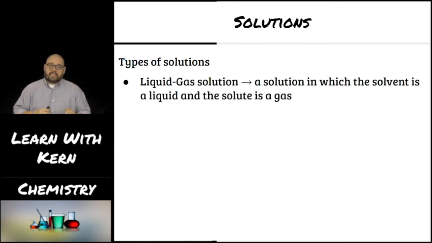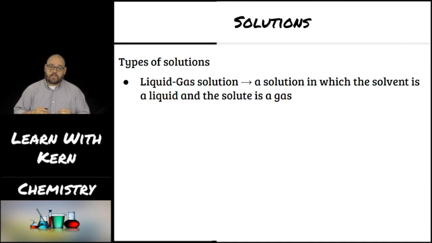A liquid-gas solution is a solution in which the solvent is a liquid and the solute is a gas. So notice the terminology there. Liquid came first, so it's the solvent. Gas is the solute. So it's a solvent-solute solution. So a liquid solvent, a gas solute. All right.